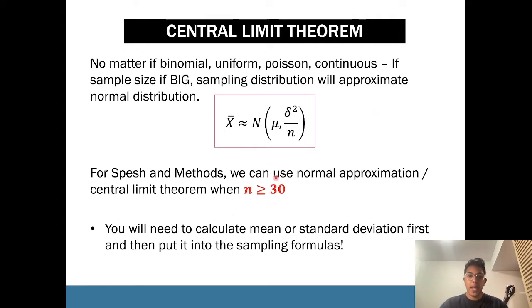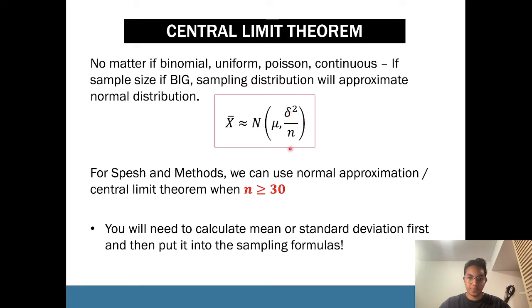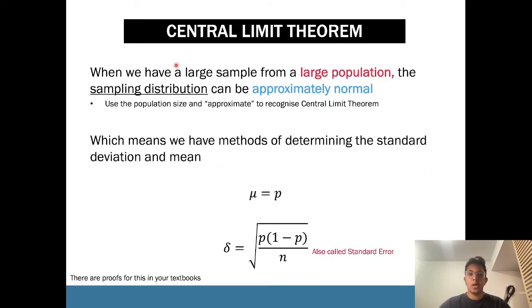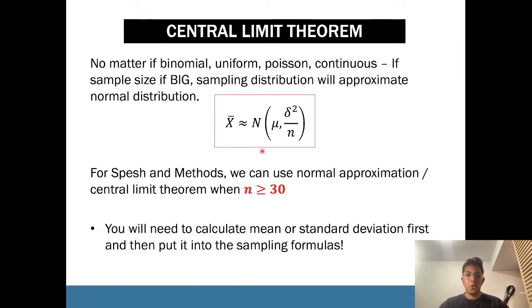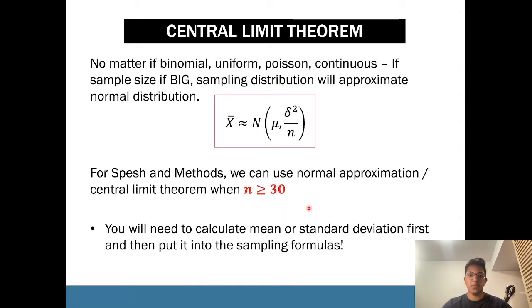For Specialist Methods, we can use it for n greater than or equal to 30. You need to calculate the mean and standard deviation first, and then you can put that into your sampling formula. Also note that you're using a different sigma there. When we have a large sample from a large population, we can approximate our sampling distribution, our x bar, to be normal. We need a large population size to apply the central limit theorem, and that's the giveaway in the question. They'll say this was taken from the Australian population or whatever. Since the Australian population is incredibly large, you can recognize the central limit theorem and apply your central limit theorem formula instead.